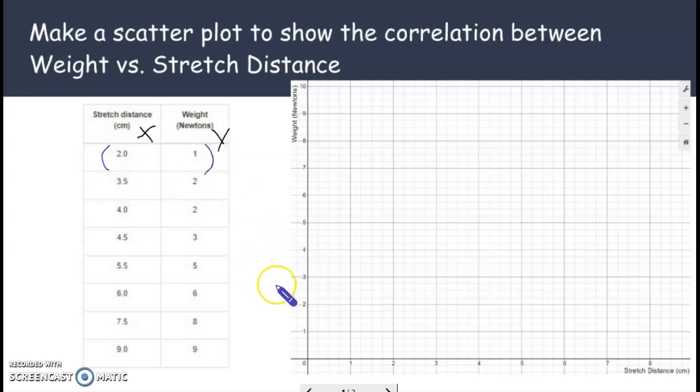So the first dot we'll have 2, 1. That would be approximately right here. 3.5, 2, you go right 3.5 and then up to 2. 4, 2, we go right 4 and up to 2. 4.5, 3, you go right 4.5 and up to 3. And then 5.5, 5, you go right 5.5 and up to 5.